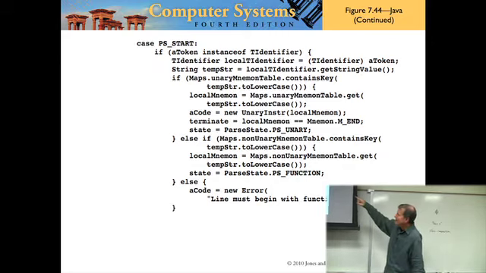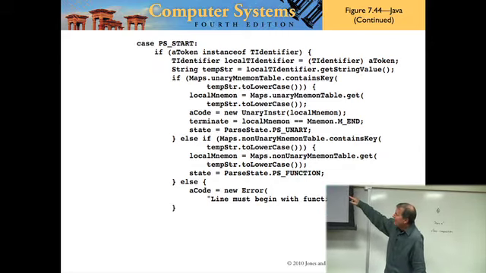Okay, and then string, and then same way. Well, it's not the same thing, same concept. But on the next line, we have temp string is of type string, and now we can say local T identifier dot getStringValue. And why can we do that? Because local T identifier has a method called getStringValue.